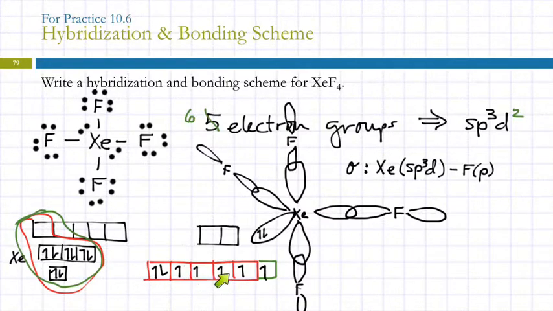One, 2, 3, 4, 5, 6, 7, 8. What the heck is going on? Oh, yeah, I need 2 lone pairs. Oh my goodness. So I have 6 degenerate orbitals, and when I spread the electrons out, I end up with 2 lone pairs. So I have to fix this. So this guy is wonky.